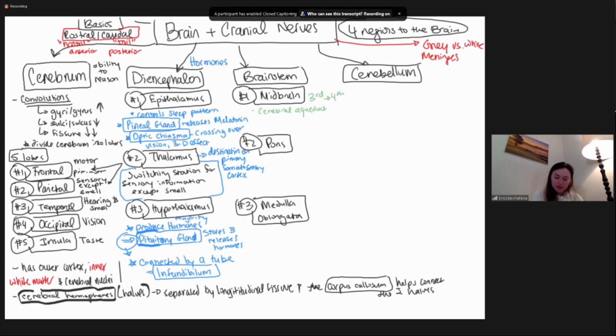It also has the cerebellar peduncles. So cerebellar peduncles are little tracts that connect the brainstem to the cerebellum. So I'm going to put it over here because that's a cerebellum term, and then I'll tell you which ones. So peduncles.